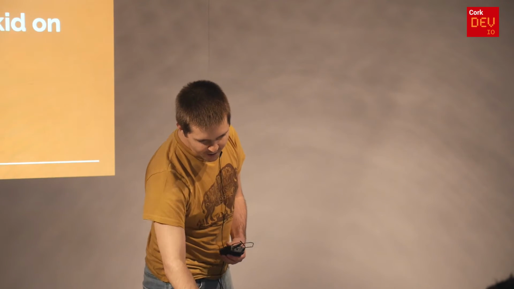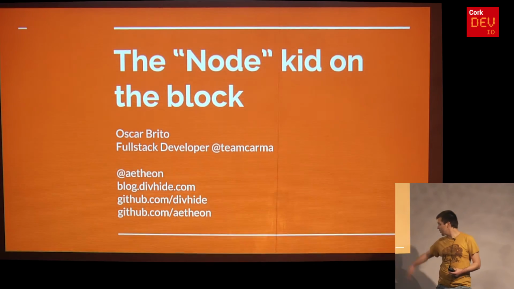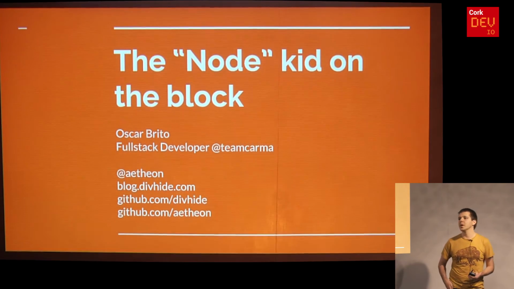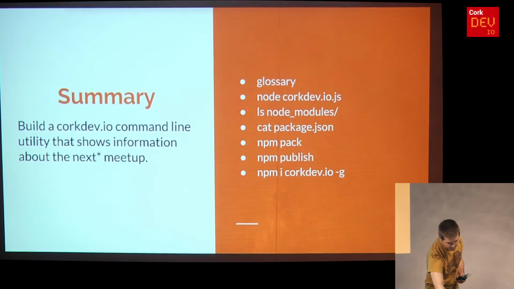Sorry about my accent, by the way. My name is Oscar. I'm a full stack developer at Team Karma. I do Node, I do Java, I do Python, I do a lot of stuff that nobody cares about. You can find me online at that Twitter handle and blog, and my GitHub accounts are there, where you can find my contributions to the open source community. That's all I have to say about me.